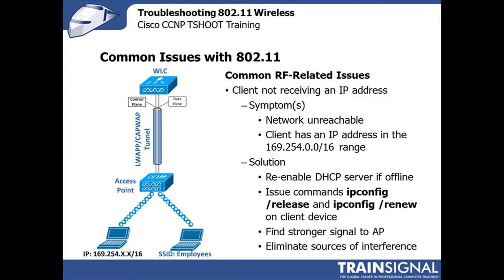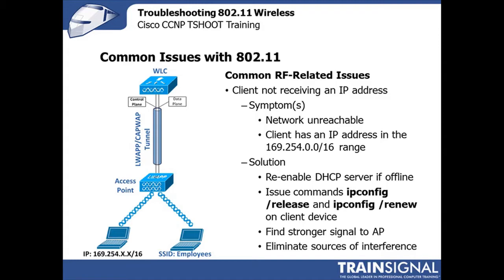The solution to this particular problem: first, you may have to re-enable your DHCP server if for some reason it's offline or not functioning. Another thing you can do from the client perspective is issue the commands ipconfig /release and ipconfig /renew from a Windows command prompt. Whenever I've had this issue, I've done a release and renew, and at least half the time it's solved the problem. Sometimes it's required more than once, but basically the DHCP is not being supplied.